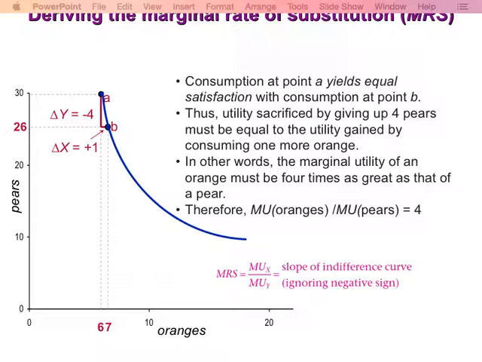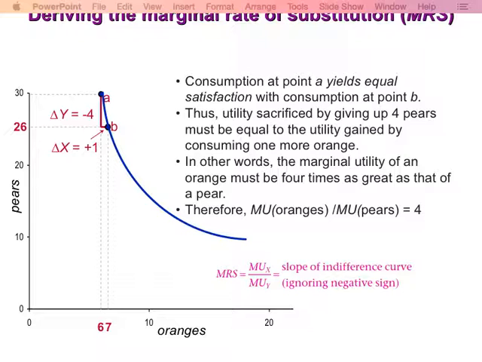And we will now link marginal rate of substitution, the mathematical term that we have just discussed, change in y over change in x, to the marginal utility concept. Notice that to gain 1 unit of oranges, we are giving up 4 units of pears. So that means the marginal utility we get from consuming oranges must be 4 times as high as that we get from eating pears. Does that make sense to you guys?